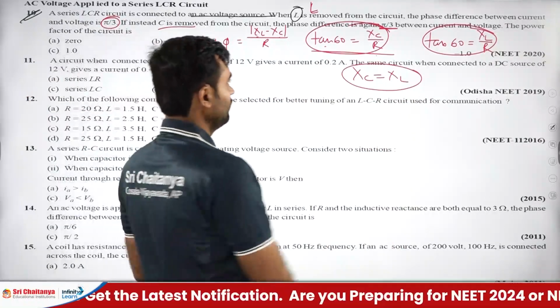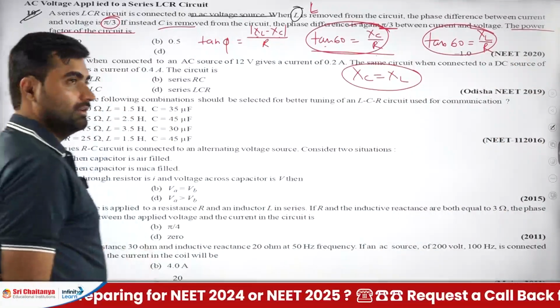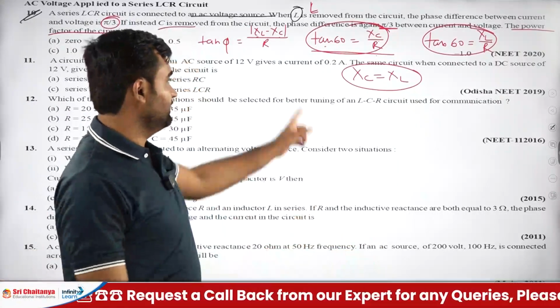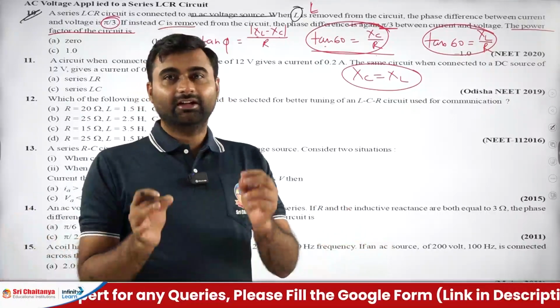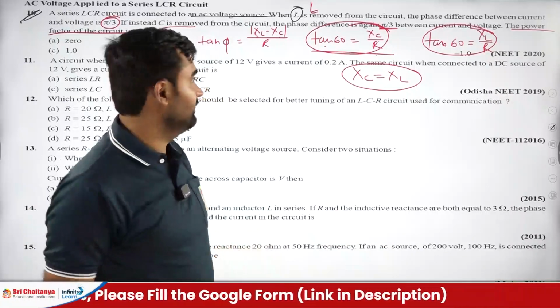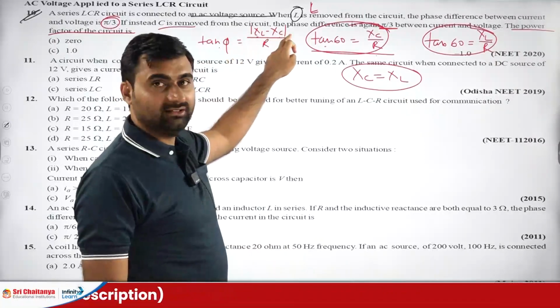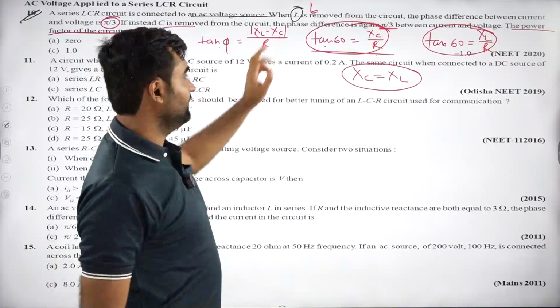Okay. Now what we have to find out? The power factor of the circuit. So we have to find out the power factor. We understood that if XC and XL both are equal, it is a condition of resonance, and at the time of resonance, XC and XL both are equal and cancel out, so tan phi value is 0.